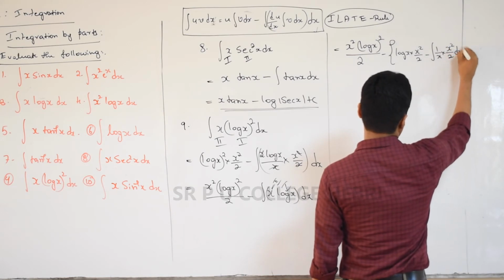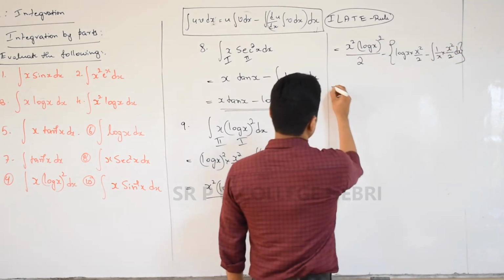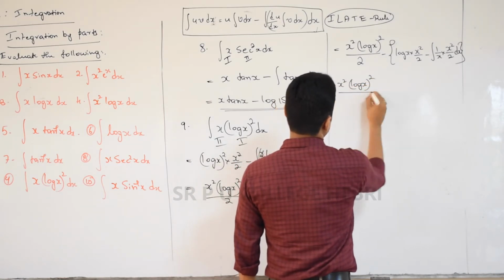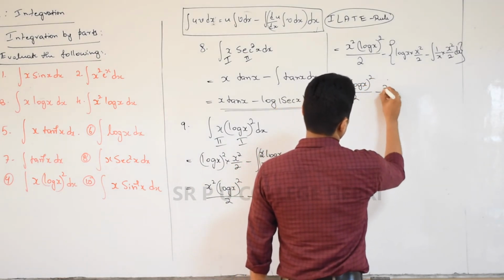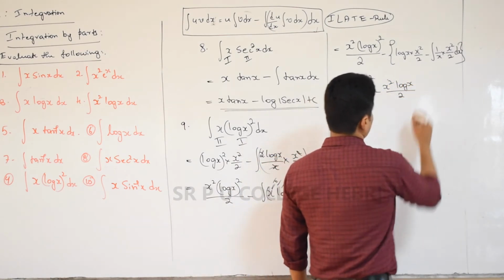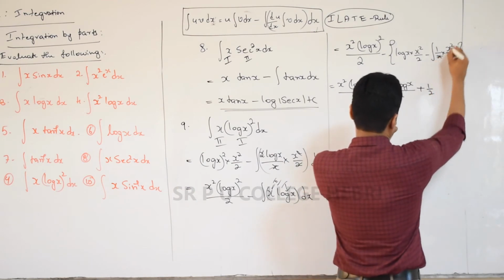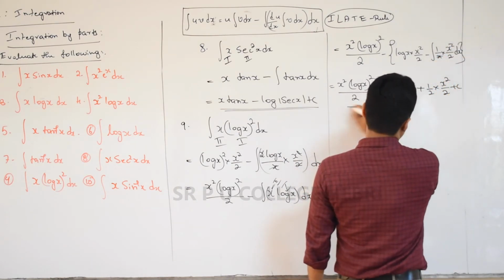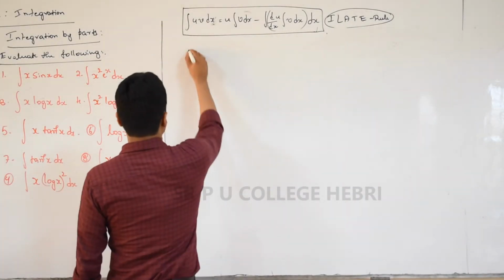Integration is already done once, so this is repetition. So it is x square into log x whole square divided by 2 minus x square into log x divided by 2, plus 1 by 2, and x cancels. Again you will get a different integration of x, which is x square by 2 plus c.